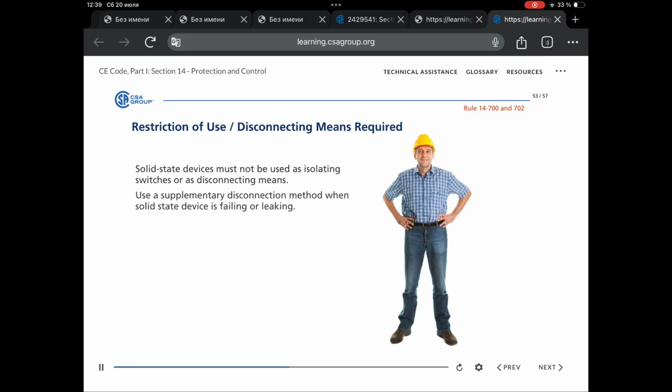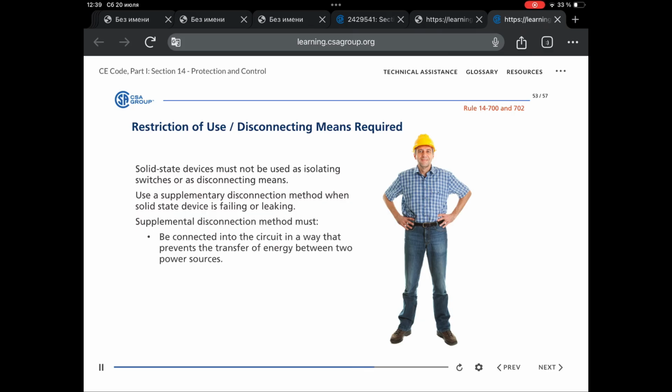A supplementary method of disconnection must be used when a solid-state device is failing or leaking. This failure or leaking can cause the transfer of energy between two or more sources. This supplemental method of disconnection must be connected into the circuit in a way that will prevent the transfer of energy between the two power sources. It must be an integral part of the solid-state device and installed as close as possible to the solid-state device.